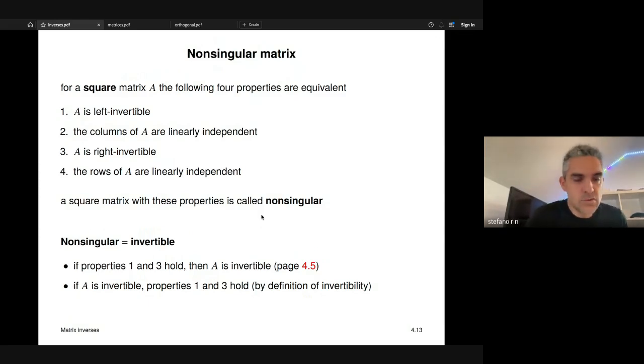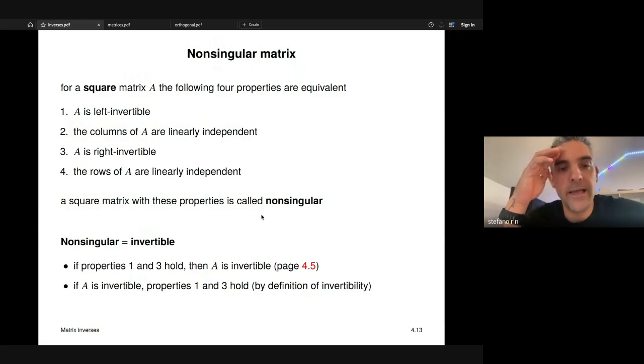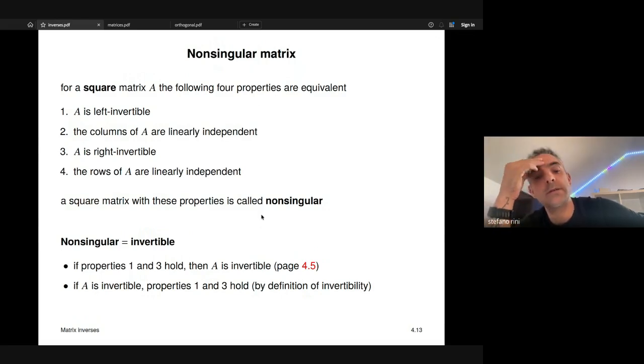So if a square matrix A has the following properties, these properties are all equivalent. I'm checking the time so I don't go long like last time. A is left invertible. The columns of A are linearly independent. A is right invertible, and the rows of A are linearly independent. Okay. So if a matrix is square and has these properties, then we call the matrix non-singular. And a non-singular matrix means that it's invertible.